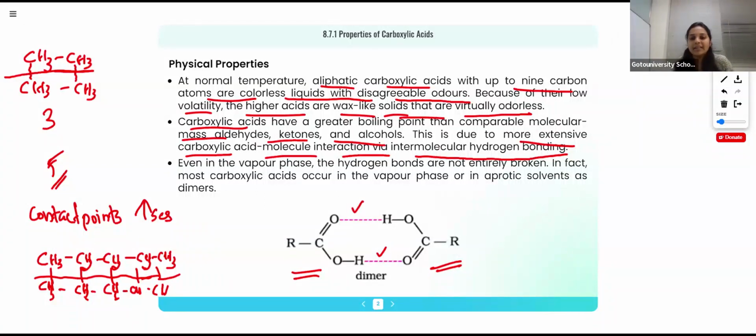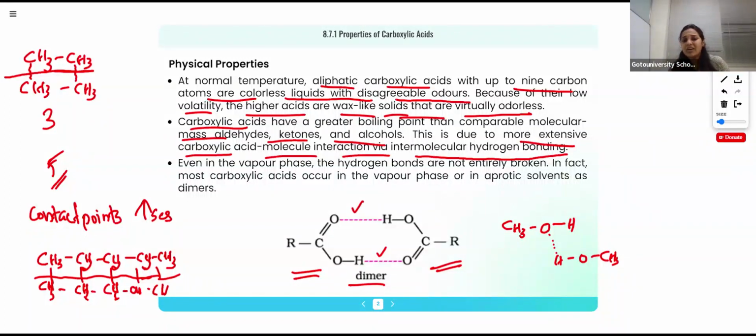Got it? If you are taking normal alcohol, CH3OH, then I am taking another alcohol, CH3OH. But here the interaction is only one. Okay, but here at a time, one molecule can produce two hydrogen bonds. They are existing as a dimer. What is a dimer? See, two molecules existing together. That is called a dimer.